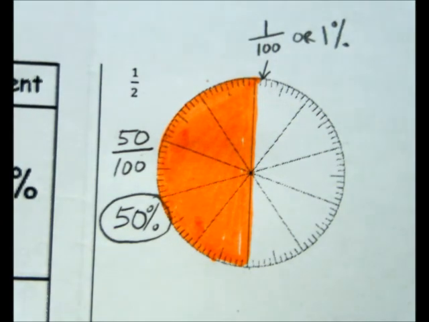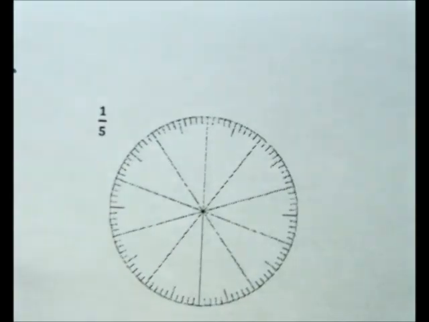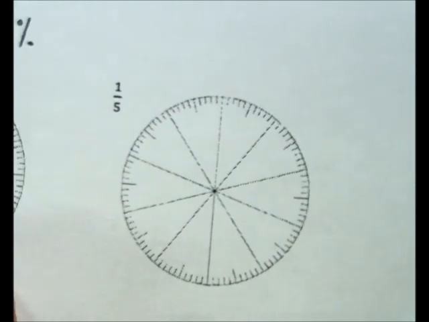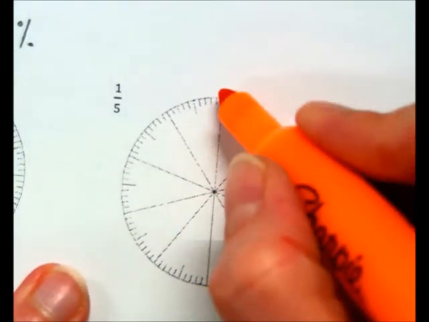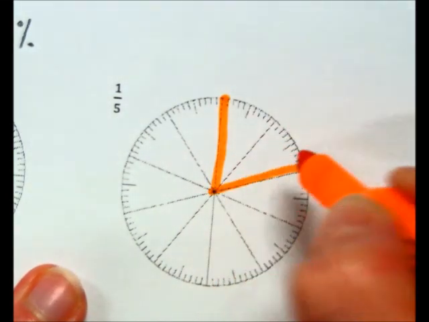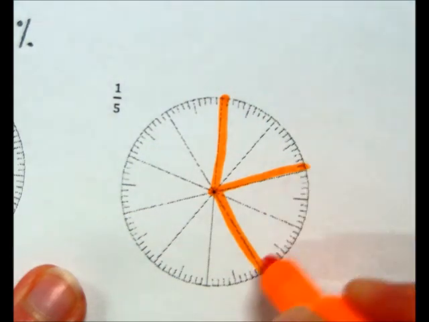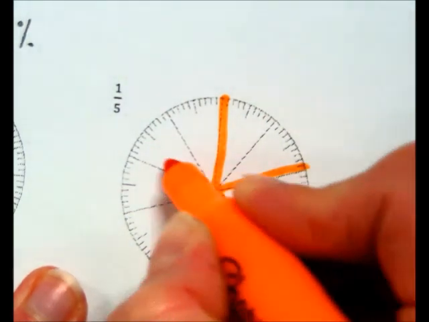All right, let's take a look at the next one. Now on the next problem, they want us to divide this into fifths. So we have 10 wedges. So if we put 2 of those together, that'll make fifths. So this is 1/5. This little piece is a fifth. This is a fifth. And this is a fifth.